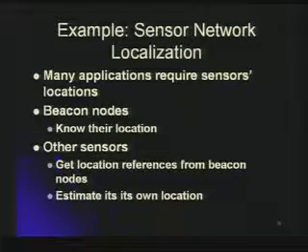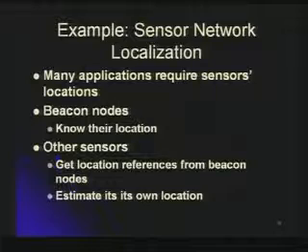Let's look at an example of how we can use the framework to model some sensor applications. One application is sensor network localization. In many applications, it is required that we know the location of a sensor. For example, if you're talking about event tracking, I need to know where the event happened. So I need to know not only that some event happened, I also need to know the location of the sensor node.